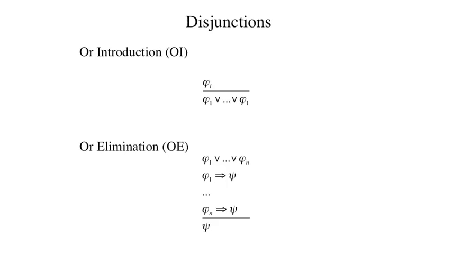Or introduction allows us to infer an arbitrary disjunction as long as at least one of the disjuncts is already in the proof.